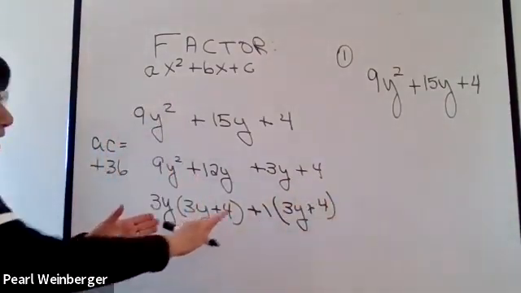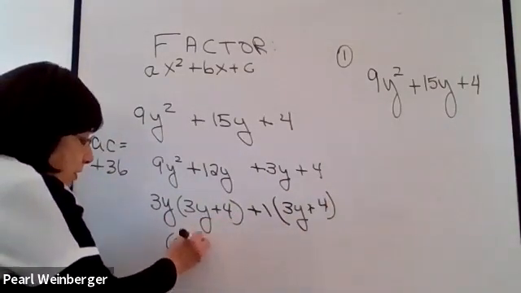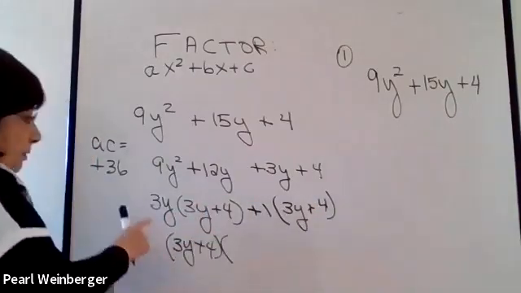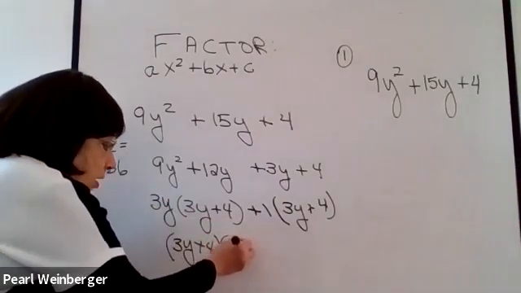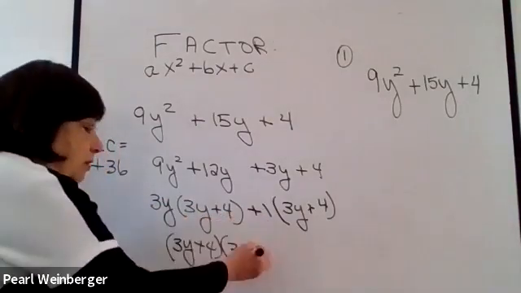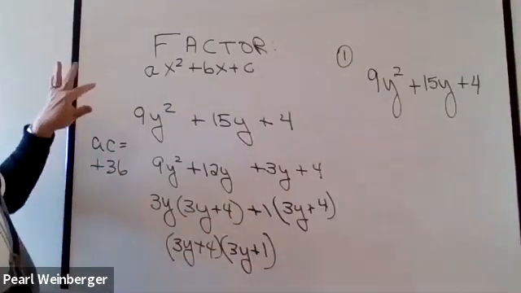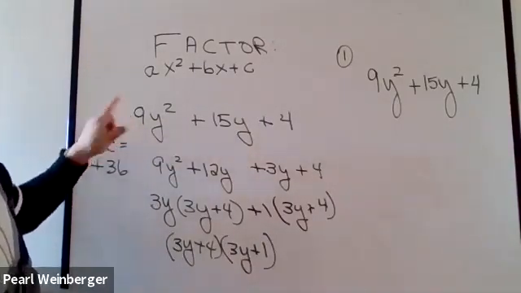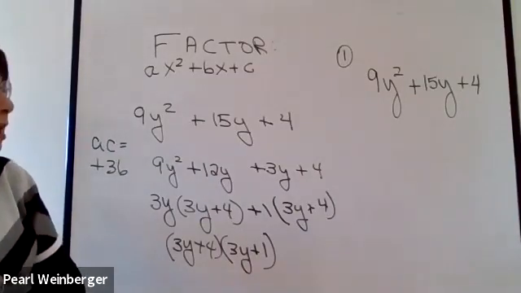And now we see that in our first parentheses, we put the 3y plus 4, because that's the same in both of them. And in my second parentheses, the outside one is 3y, and the outside one over here is plus 1. And this is a hard factoring. This is much harder than the first kind because there is a number in front of the leading coefficient, a number in front of the square term.